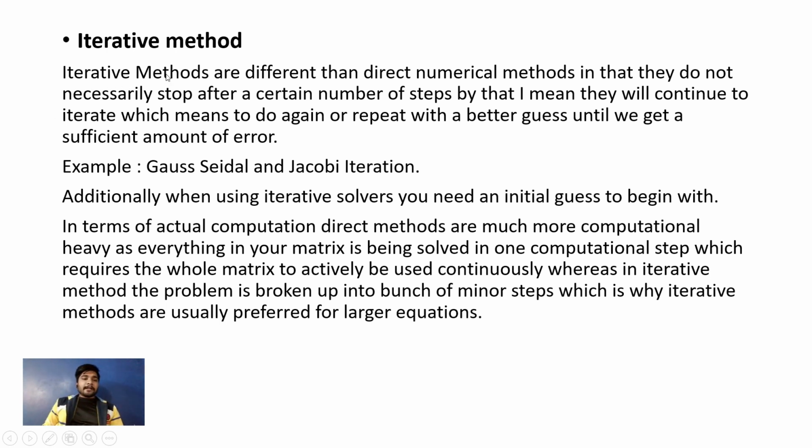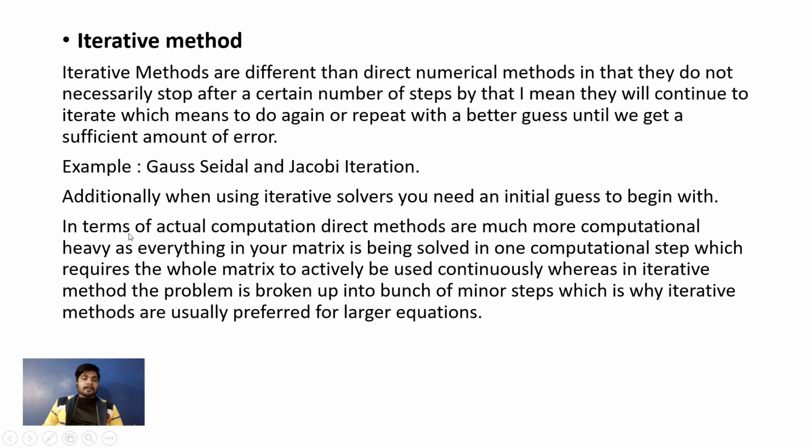Iterative methods. Iterative methods are different from direct numerical methods in that they do not necessarily stop after a certain number of steps. By that I mean they will continue to iterate, which means to do again or repeat with a better guess, until we get a sufficiently small error. Examples are Gauss-Seidel and Jacobi iteration. Additionally, when using iterative solvers, you need an initial guess to begin with.